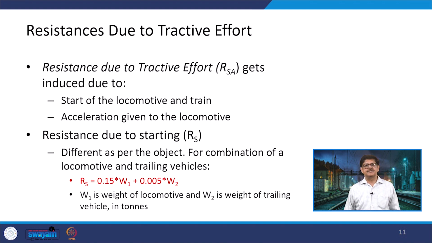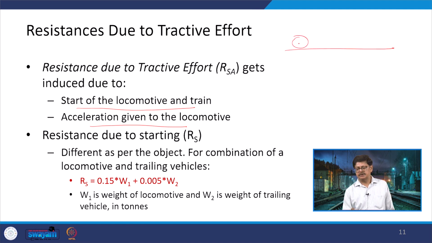Now, let us come to the resistance due to the tractive effort. This resistance is caused by the start of the locomotive and train, as well as by the acceleration given to the locomotive. The train is at a standstill here, so V is equal to 0, and then the locomotive starts hauling it in the forward direction. So, it has to provide certain more force because there is an inertia condition where it is trying to remain there.